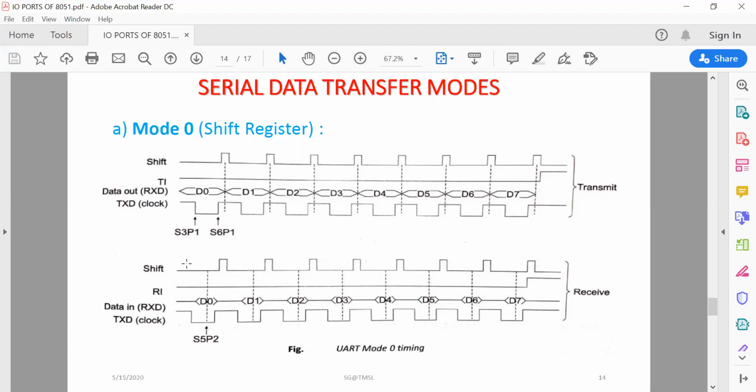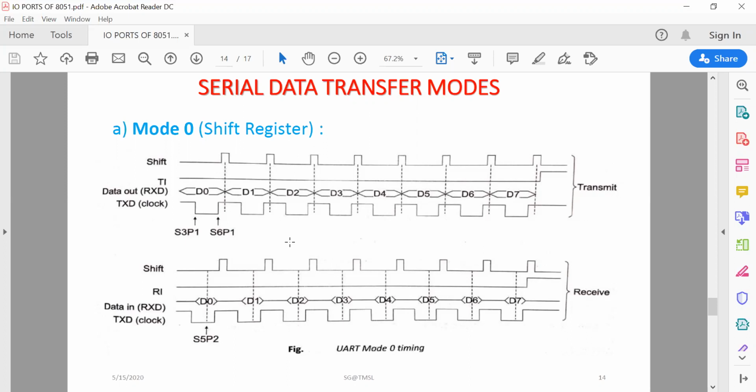Okay, so what are S3P1, S6P1, S5P2? We may have some confusion. Basically, all of you know about the instruction cycle, machine cycle and T states. All of you have heard about these terms in the 8085 microprocessor. Now in the 8051 microcontroller, what happens?